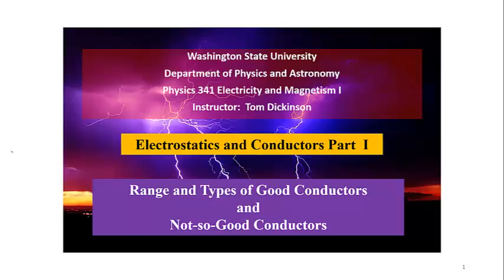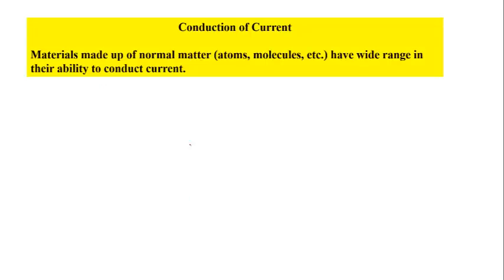So for part one of electrostatics and conductors, let's look at the range and types of good conductors and not so good conductors. In the conduction of current through a material, if it's made up of normal matter, which most is, you have atoms and molecules, and there's a wide range in their ability to conduct current.